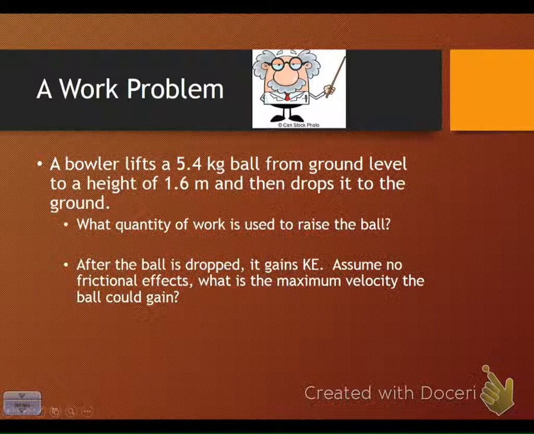Here's a work problem. Let's see just real quickly. A bowler lifts a 5.4 kilogram ball from ground to a height. What quantity of work is used to raise the ball? Well, work equals force times distance. We can expand that. Since we don't have a force, I have a mass, but mass under the influence of gravity will give me my force, and then times the distance.